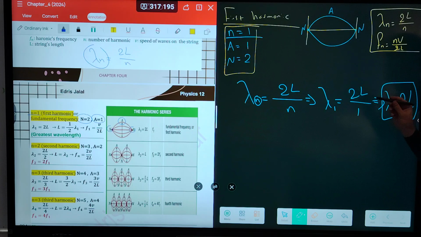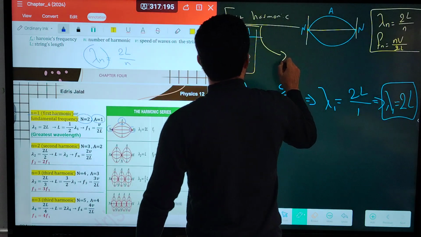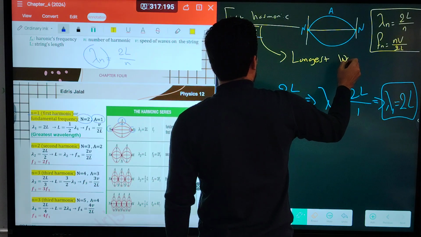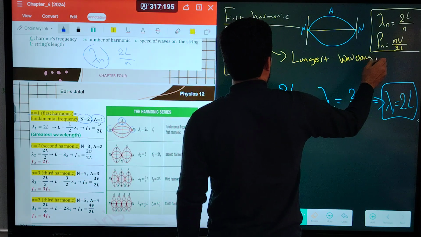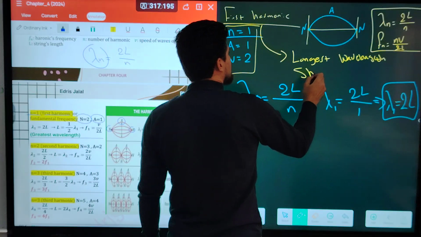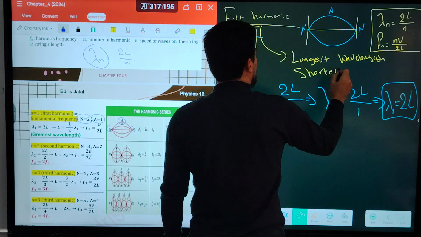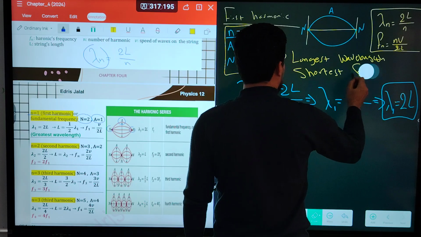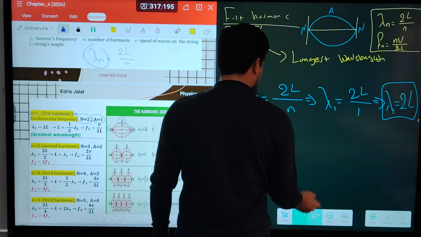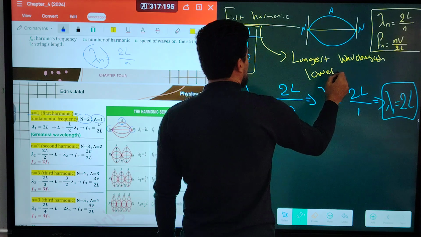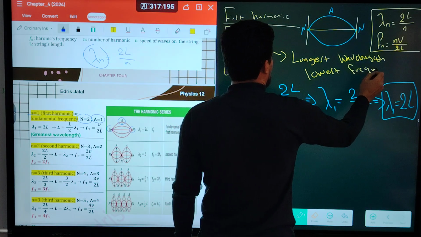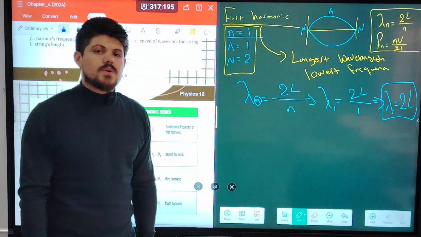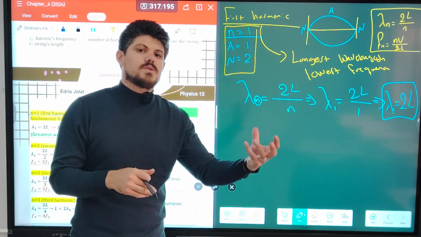This 2L, can we say this is the longest wavelength? Yes. Longest wavelength. And lowest frequency. It's better to say lowest frequency, guys. Lowest frequency. So can we say fundamental frequency is equal to the lowest frequency? Yes. F1 is equal to the lowest frequency.